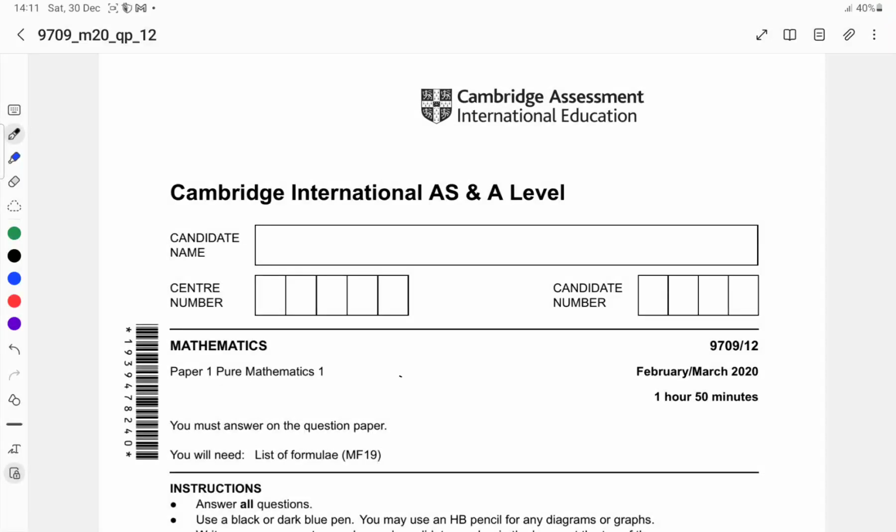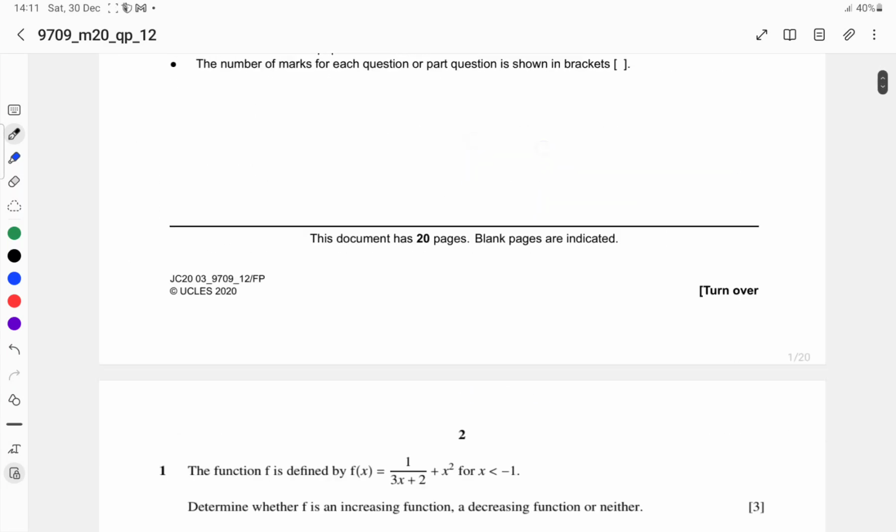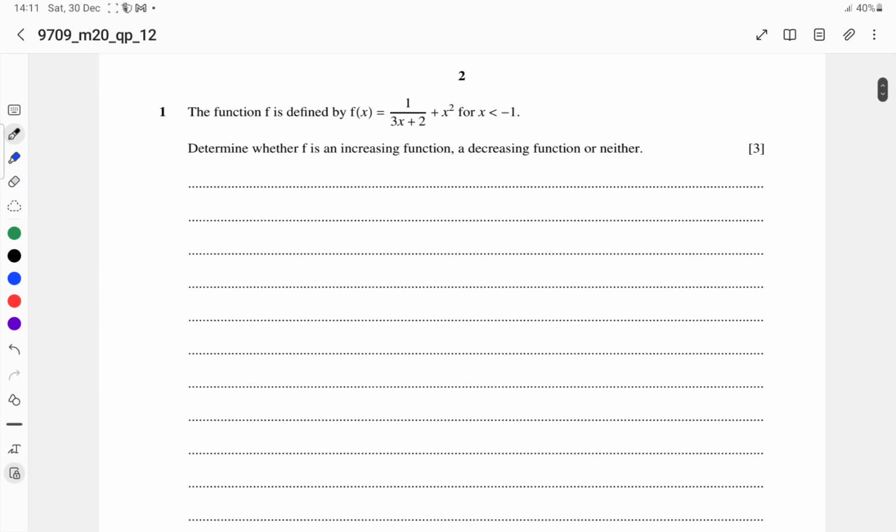Pure mathematics question paper, May June 20, question paper 1-2. So let's begin. First of all, we have the question: the function f is defined by f(x) = 1/(3x + 2) + x², x < -1.